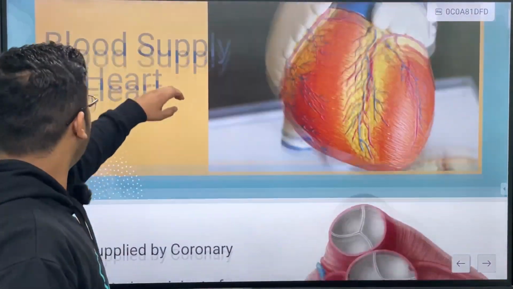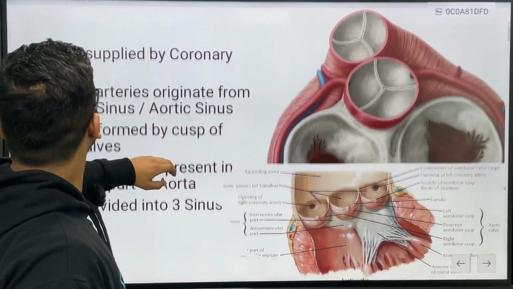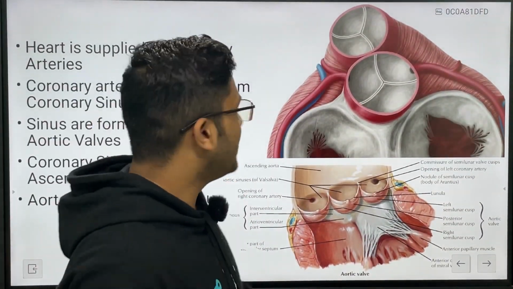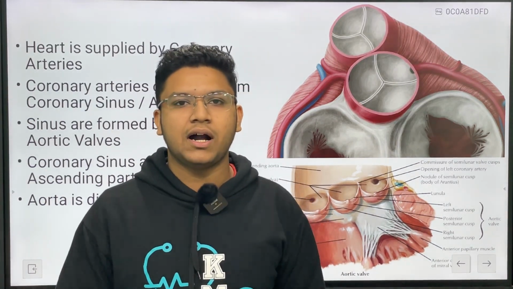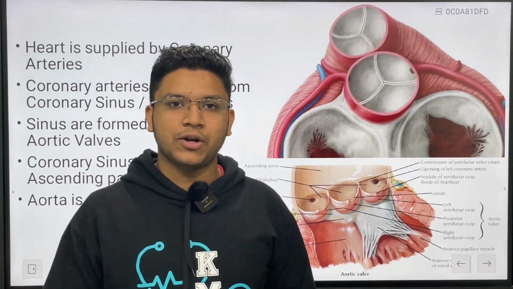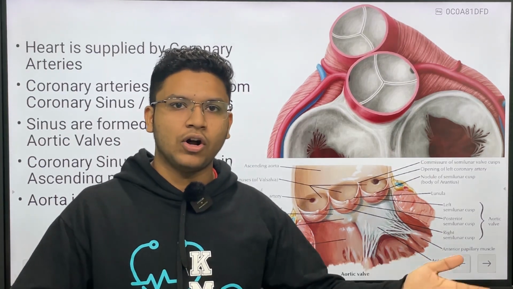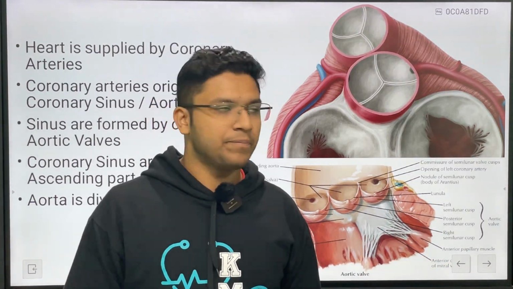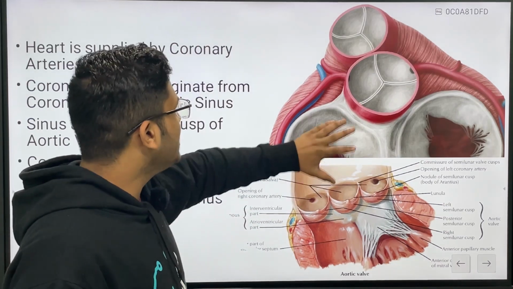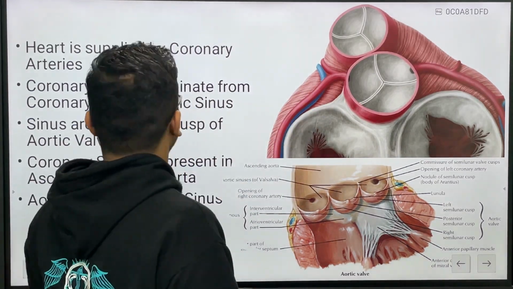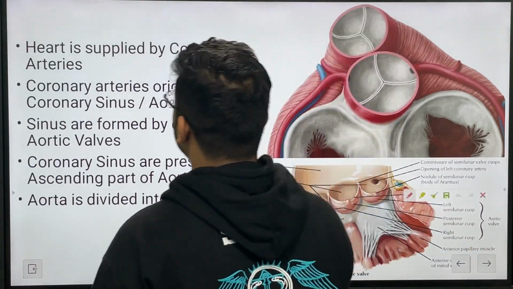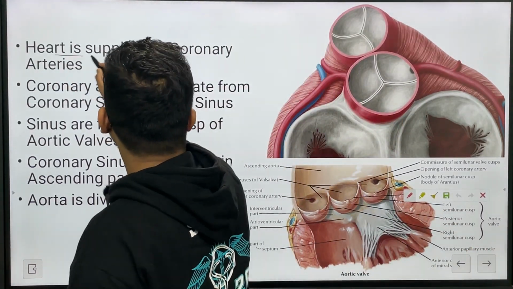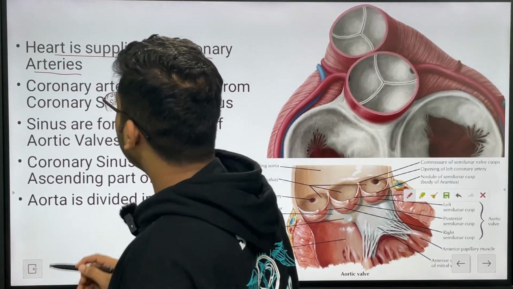So here you can see the heart, and first of all the main question is what is the main vessel which is giving blood supply to the heart? It is the aorta. As aorta is the main vessel which is supplying all your body, so is the heart. Aorta is supplying all the muscles of the heart, and how aorta is giving blood supply to the heart we will discuss here. Heart is supplied by coronary arteries.